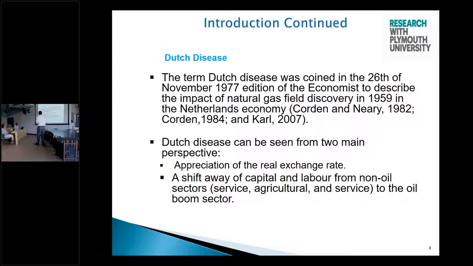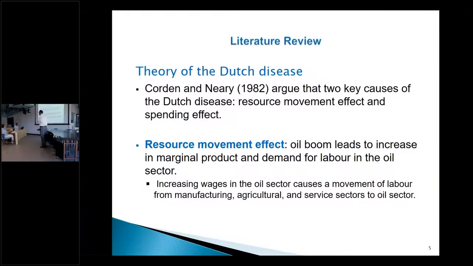So how did the Dutch disease happen? The theory suggested that two mechanisms or consequences can lead to Dutch disease. The first one is referred to as the resource movement effect. The second is the spending effect. Starting with the resource movement effect: an oil boom means the growth of the oil sector. An oil boom happens through increased oil price, when the country discovers a new field of oil or natural resources, or through improvement of technology.